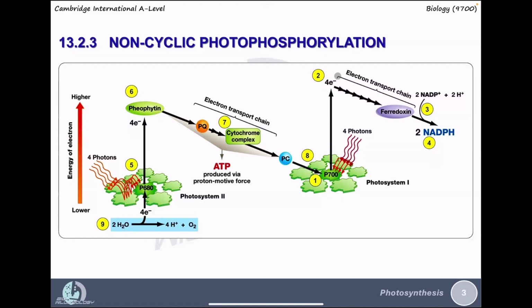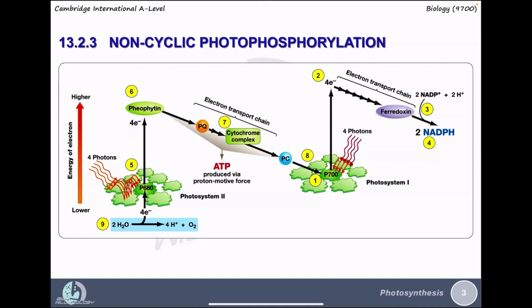This high-energy electron will be transferred along a series of electron carriers. During this process, energy is released. Therefore, this electron can be accepted by NADP together with protons to form reduced NADP. In terms of the reactions, we can see that NADP actually combines with a hydrogen atom. Why? Because protons accept electrons to form hydrogen atoms, which combine with NADP to form reduced NADP.